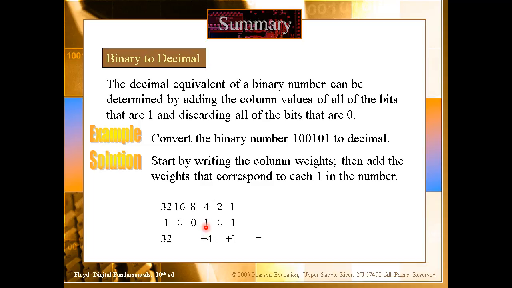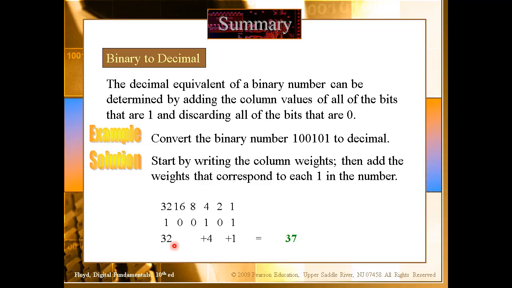See, we have 1 here at the number, so we took this 4 at the bottom. We have 1 here, right, at the very left side with the 32. We took that weight at the bottom. So we actually added the weights. We are only adding the weights where we have 1 at the number. How much do you get if you add these? 32 plus 4 plus 1. 37. So that means the given binary number is equivalent to 37 in decimal.